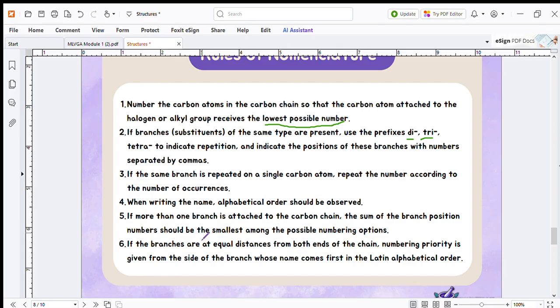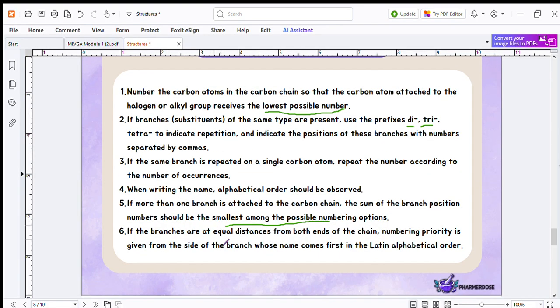If more than one branch is attached to the carbon chain, the sum of the branch position numbers should be the smallest among the possible numbering options. So, ganun din, gusto niya the smallest number among the possible numbering options. Small number din, kagaya ng first. If the branches are at equal distances from both ends of the chain, numbering priority is given from the side of the branch whose name comes first in the Latin alphabetical order.